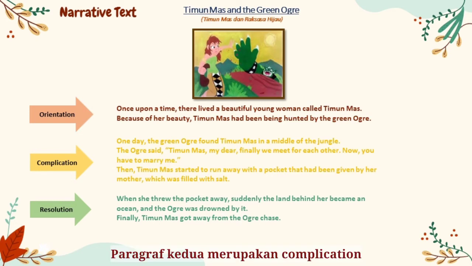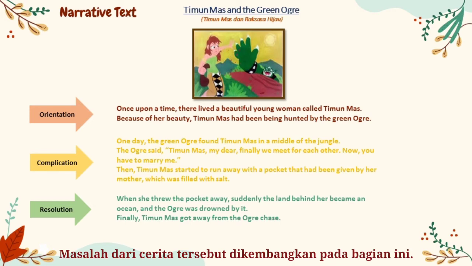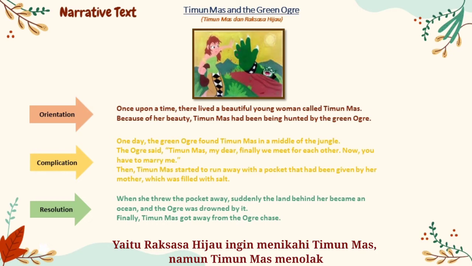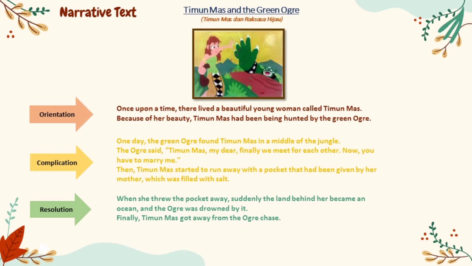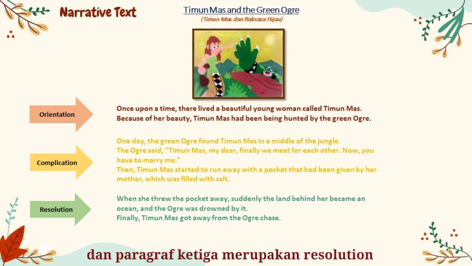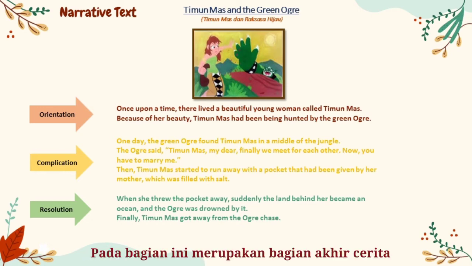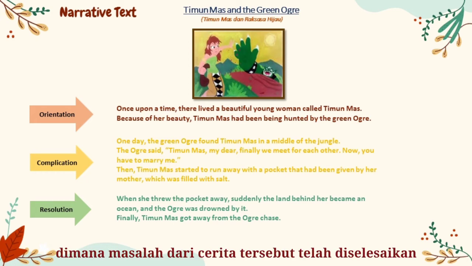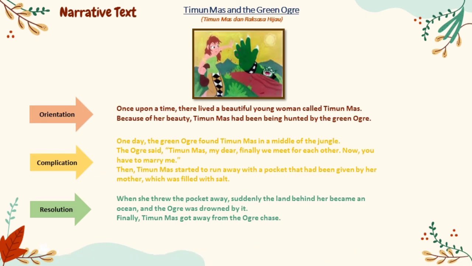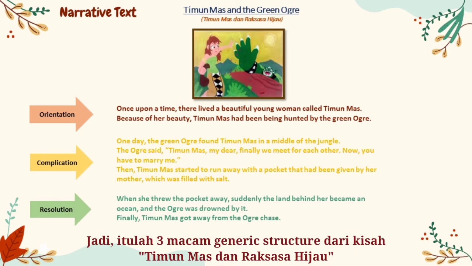The second paragraph is complication. The problem of the story is developed in this part. That is, the ogre wants to marry Timun Mas, but Timun Mas rejects it. And the third paragraph is resolution. In this part, it is the ending of the story, where the problem of Timun Mas was solved. So, those are the three kinds of generic structure from the story Timun Mas and the Green Ogre.